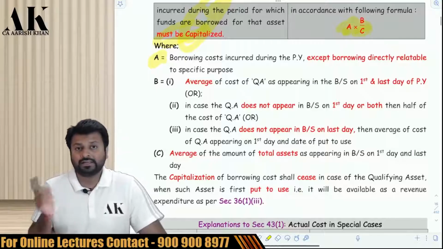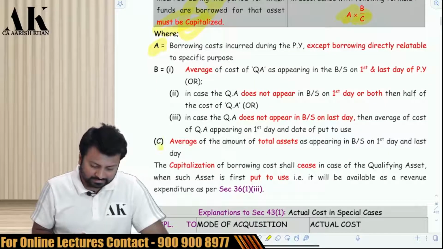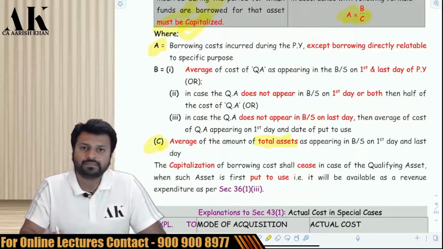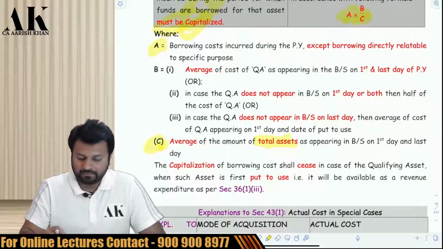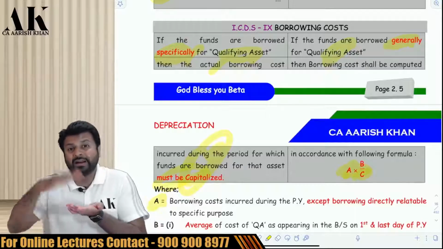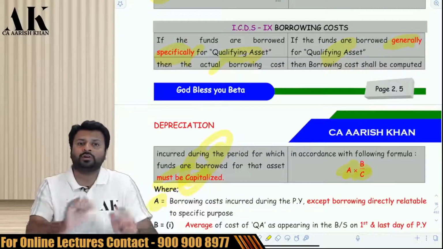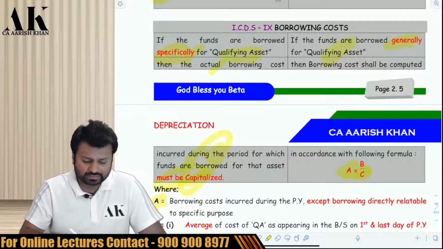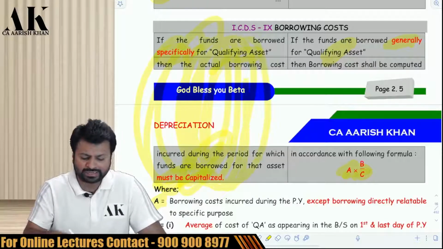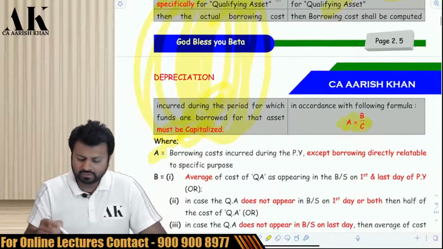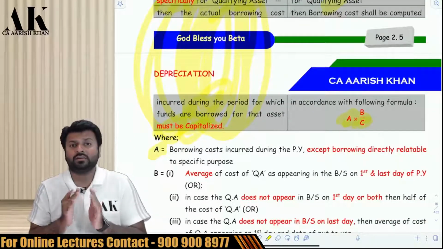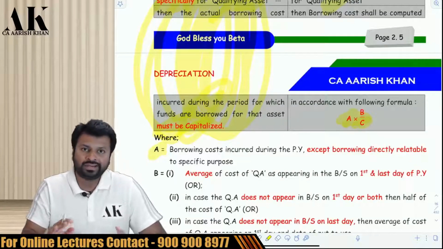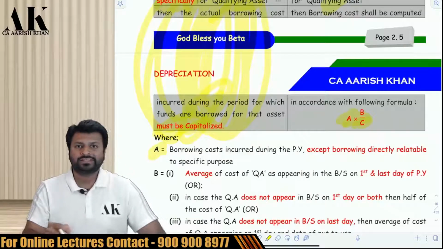What is C? I'll tell C first and then I'll tell B. C is the total assets, the average of total assets in the balance sheet as on the first day and the last day of the previous year. Now, what is B? Because you need to proportionately add back to the cost of asset. You cannot fully add back the borrowing cost to the cost of asset because the entire borrowing is not towards the qualifying asset. If the entire borrowing is towards the qualifying asset, then you have to add the entire interest. But if it is not entirely towards the qualifying asset, then you have to add proportionately. How much? A into B divided by C. A, I told you, is interest other than specific borrowing. C is the average of total assets.